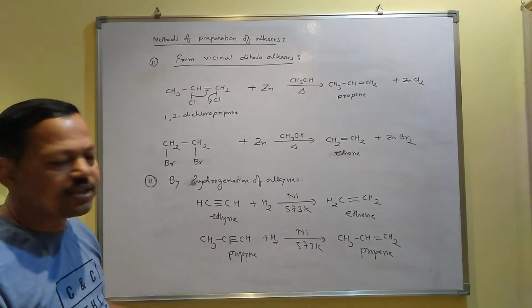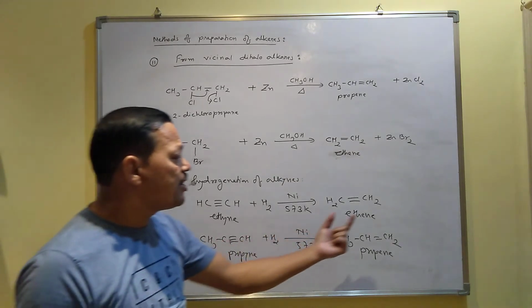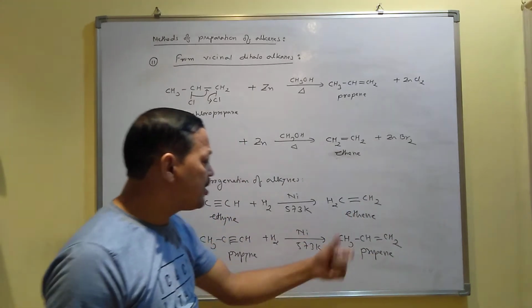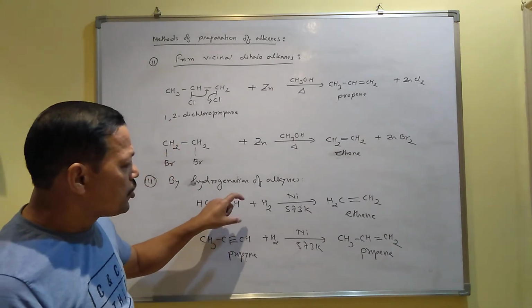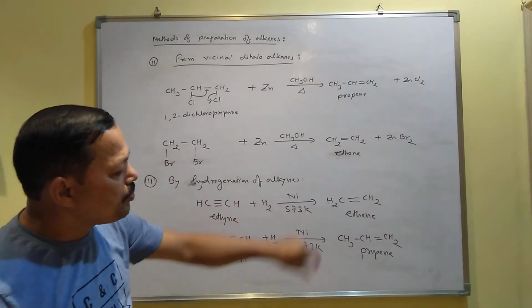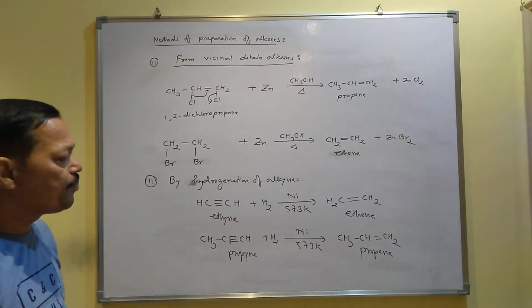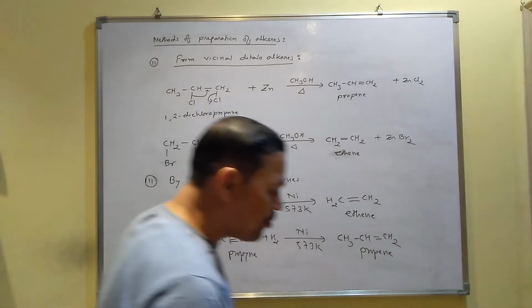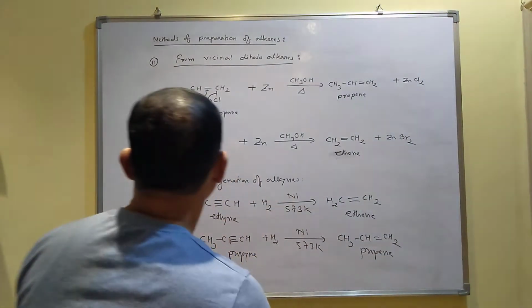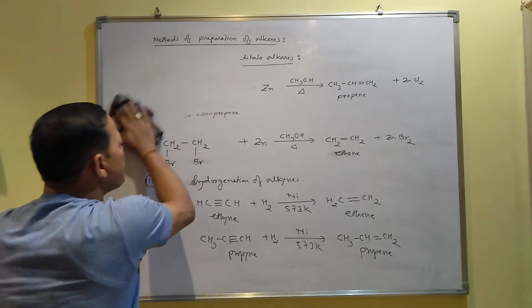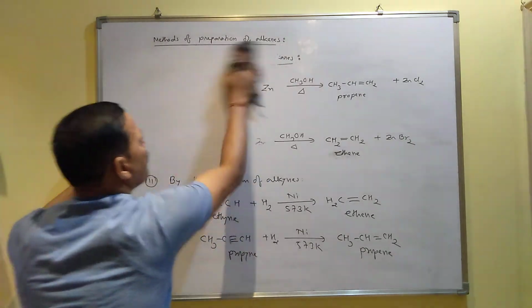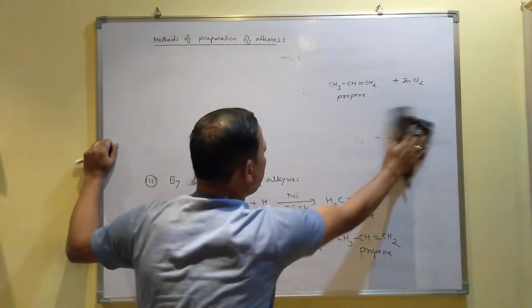So this type of reaction is called addition reaction. In addition reaction you don't get any side product. So from alkyne also you can prepare the alkene in this way by adding hydrogen, and this type of reaction is called hydrogenation reaction. Hydrogenation means addition of hydrogen. So 3 methods I have given. Now I'll give you the number 4 method.